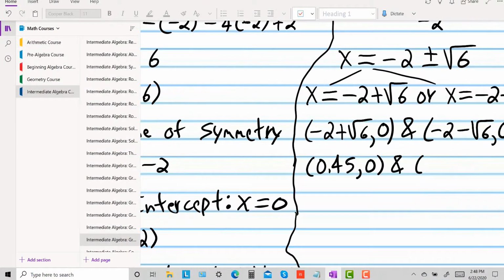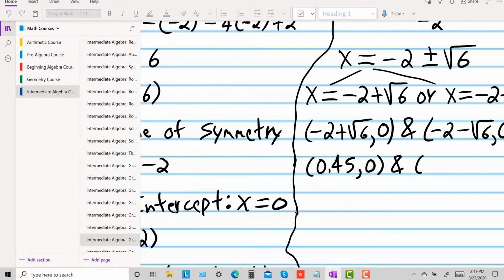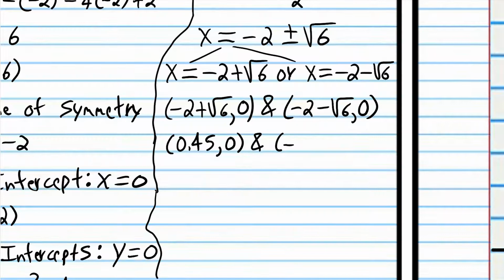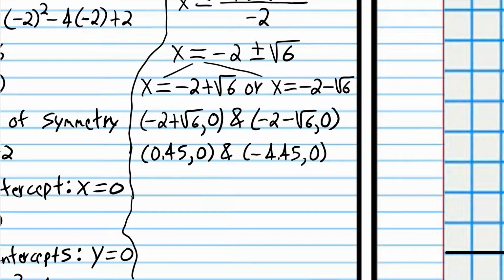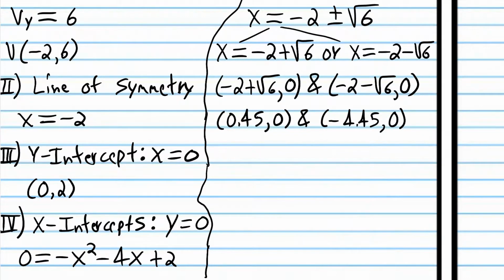So now we're going to do the same thing in the calculator. 6 and then the square root button, but now we're going to change that to a negative and then add it to 2 and then put a negative there, equals -4.45. So -4.45, 0. Okay, so now we have our x-intercepts and we have our estimated numbers to help us graph.